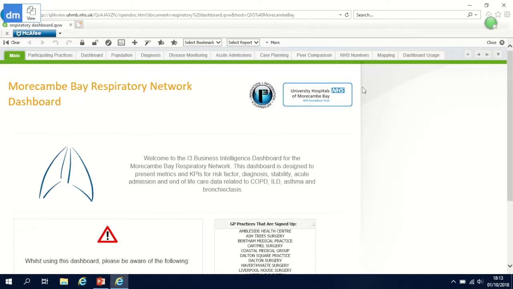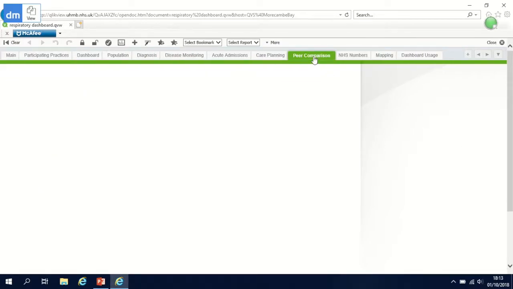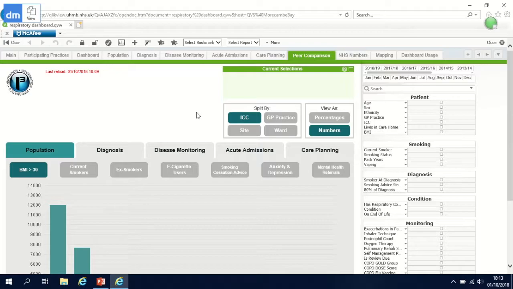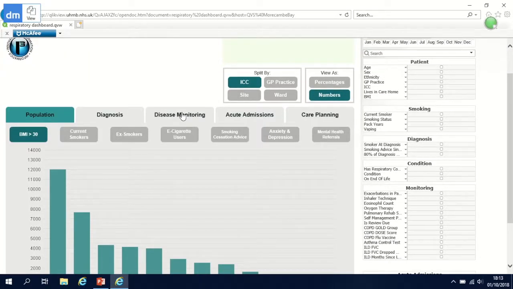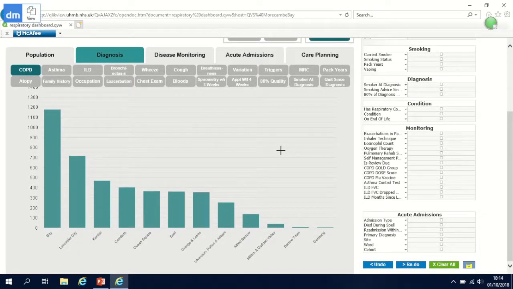If I go to the peer comparison tab here, I'm able to look at a range of metrics and how they compare across Morecambe Bay ICCs. And in here you'll find a remarkable piece of news. We have cured nearly all the patients in Barrow with COPD of their condition. You can see here that now we have no COPD in Barrow Town ICC, and Alfred Barrow has one of the lowest prevalences of COPD of the rest. I hope you can pick up my facetious tone.